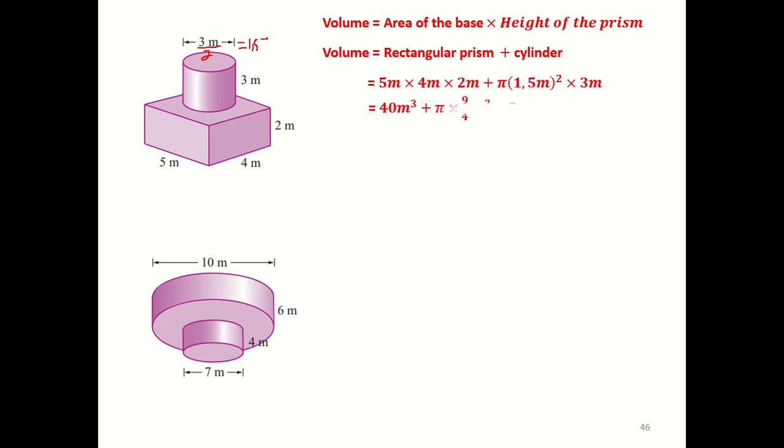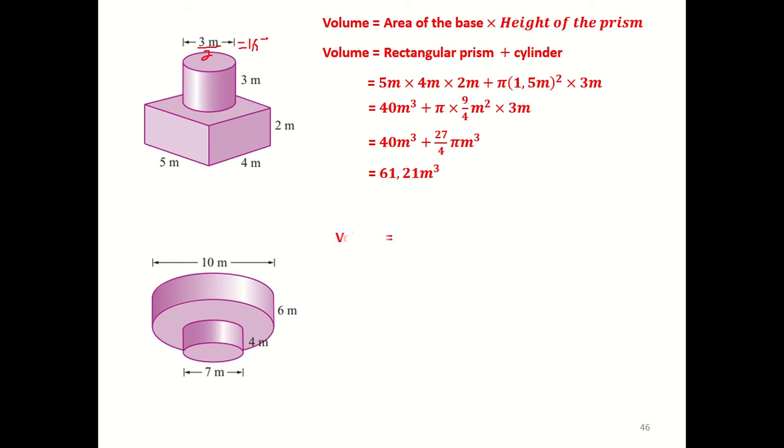Multiply this out, you will end up having 40 cubic meters plus 9 over 4. It's simply 1.5 squared, it'll give you 9 over 4. Take that 9 over 4, multiply it by 3. It'll give you 27 over 4 pi. 27 over 4 pi plus 40, it'll give you 61,21 cubic meters.